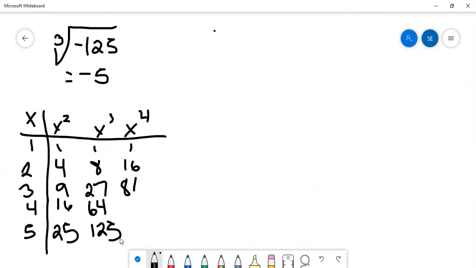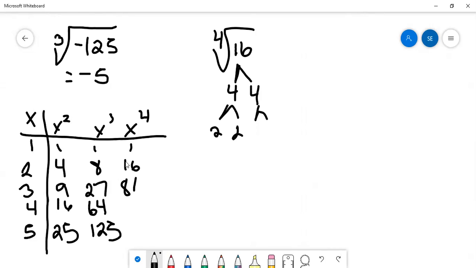What else? The 4th root of 16. So what times itself 4 times gives us 16? If we look at this table, that's 2. 2 to the 4th is 16. The other way we can look at this is 16 is 4 times 4, which is 2 times 2, 2 times 2. So this is the 4th root of 2 to the 4th, which is equal to 2. Okay, so whether you memorize this sort of information or do a prime factorization, however you get to that, the question remains, what to the 4th is going to give us 16, and that is 2.